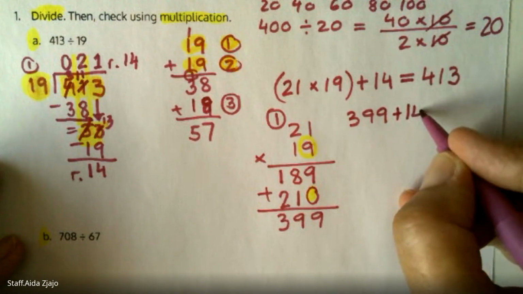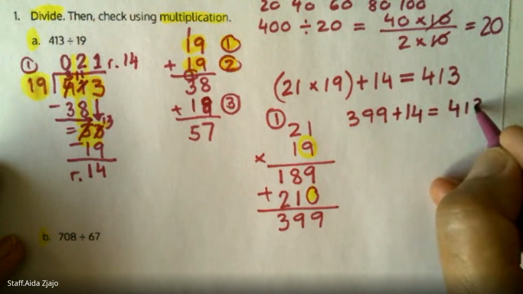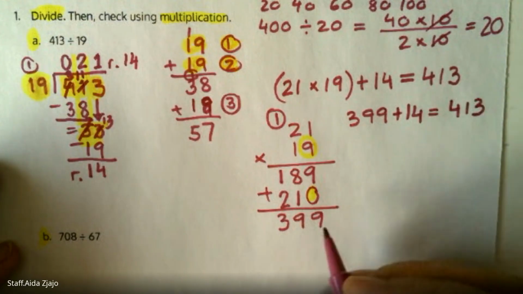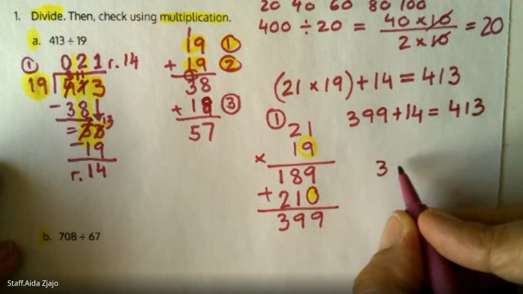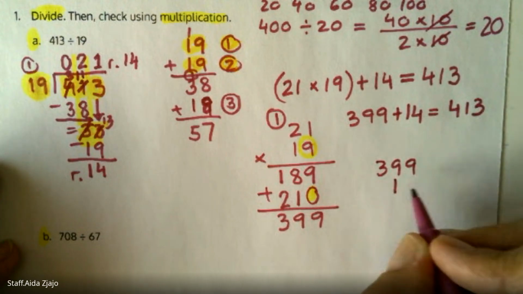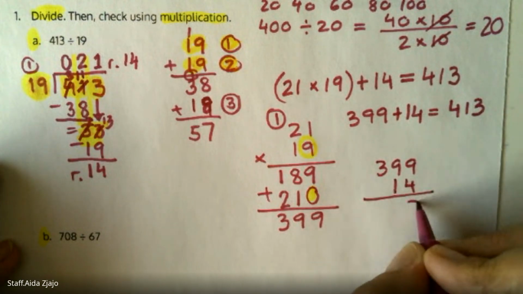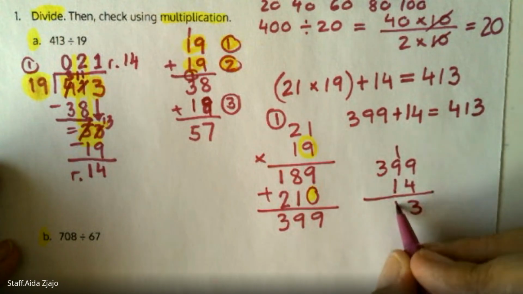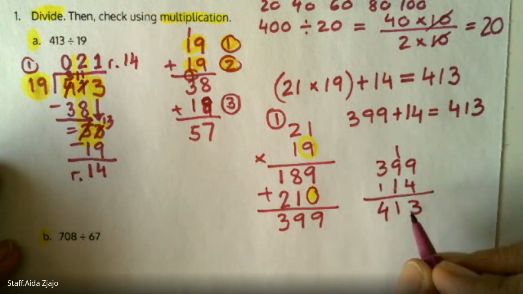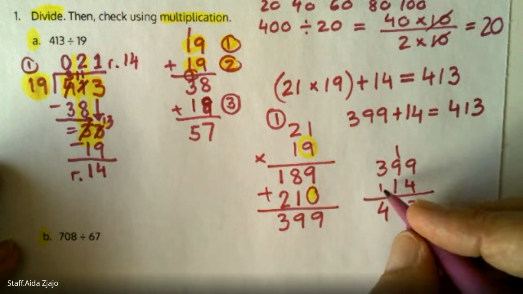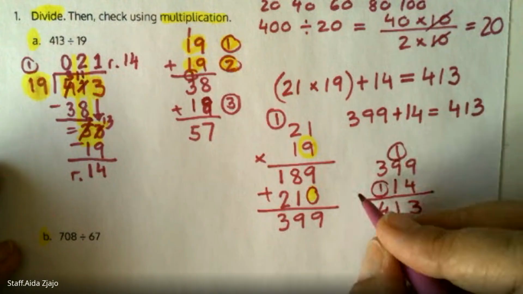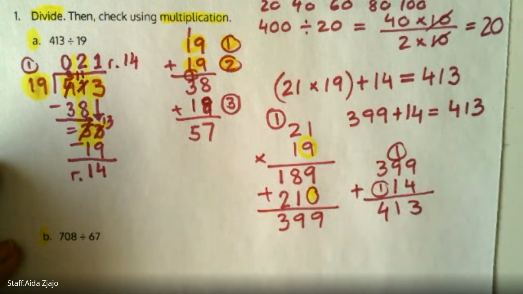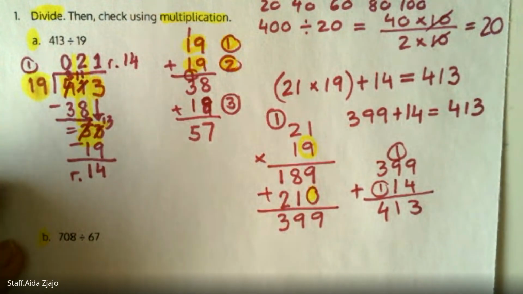Plus 14 equals 413. So let's see, if I add here 399 and 14, that will make 413 exactly. So this was okay. So this was number 1, question A. Okay. Let's move to this.